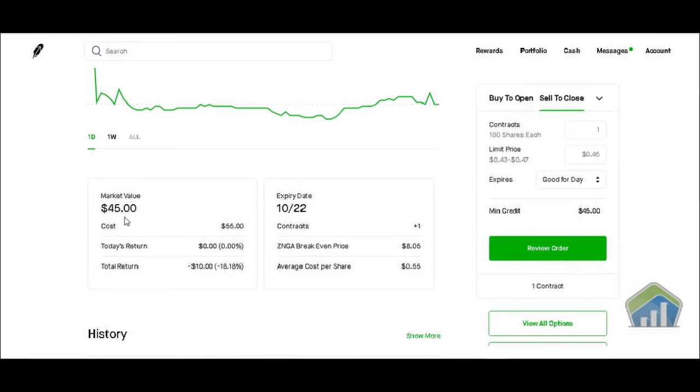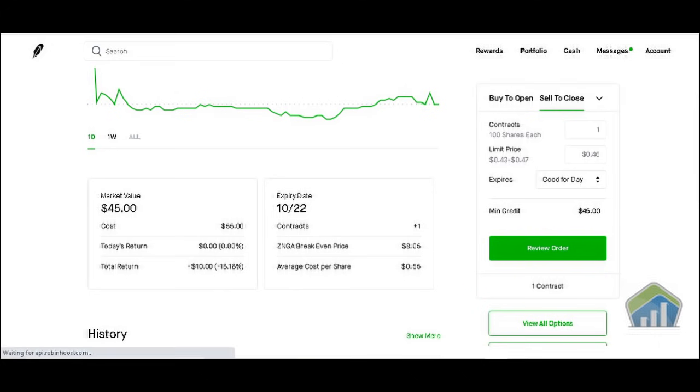So it's dropped down in price. Today's return is 0. Total return is negative $10. So we're down by $10 or negative 18.18%, right? So what we have done is, with this one contract, we decided to go ahead and do a covered call option trade with it, right?